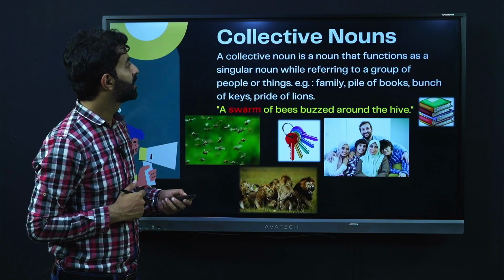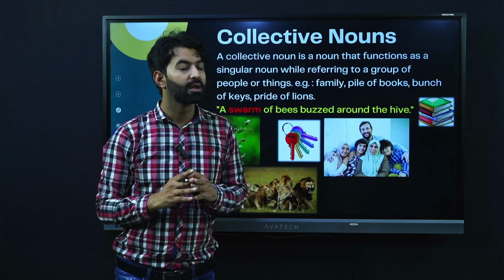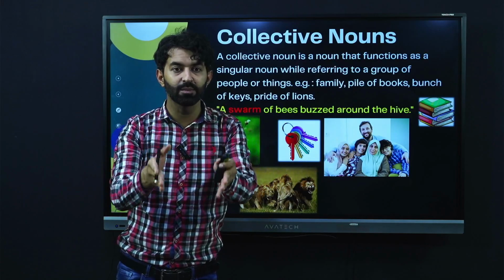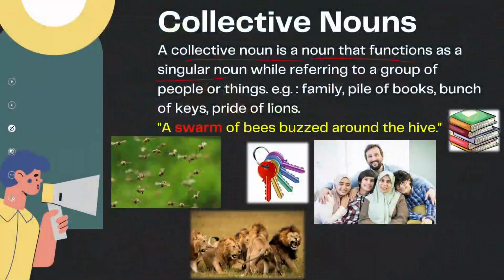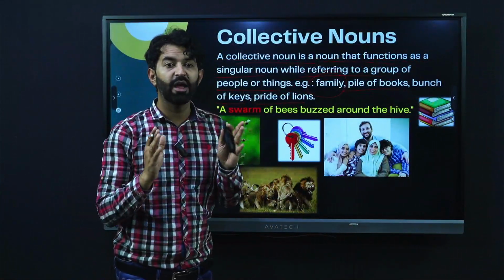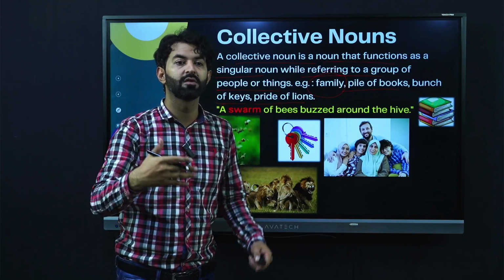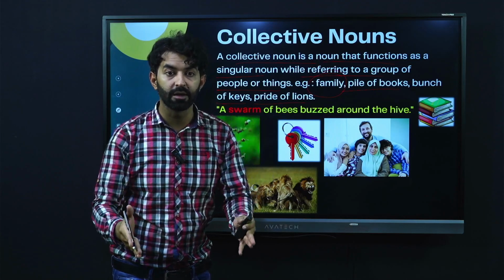Good answer. Now let's talk about collective nouns. What do you mean by the word collective? If we collect some things together and then name them, we call it a collective noun. A collective noun is a noun that functions as a singular noun while referring to a group of people or things. For example, family, pile of books, bunch of keys, pride of lions. All these are examples of collective nouns. Now, family is one word, but this is a collective noun because a family has parents, siblings, and all those people. So we name this kind of group a family.